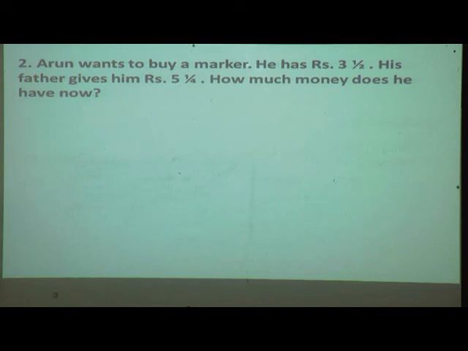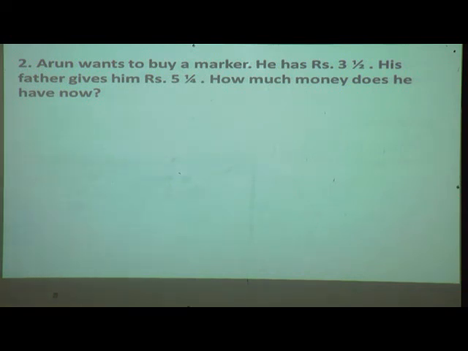So how much money does he have now? Already he has money and his father has also given. So what do we have to do in this case? Yes, students, tell me. Yes, exactly. He has some money and father has also given, so we have to add together. So they are asking the question, how much money does he have now?